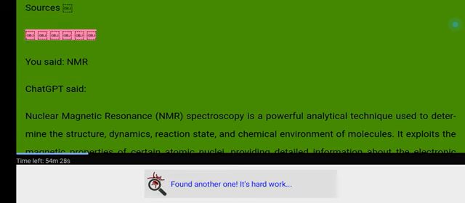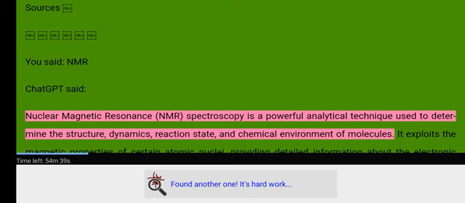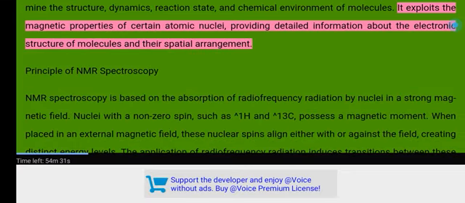Sources: You said, NMR. ChatGPT said: Nuclear magnetic resonance (NMR) spectroscopy is a powerful analytical technique used to determine the structure, dynamics, reaction state, and chemical environment of molecules. It exploits the magnetic properties of certain atomic nuclei, providing detailed information about the electronic structure of molecules and their spatial arrangement.